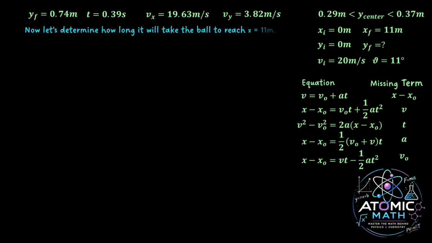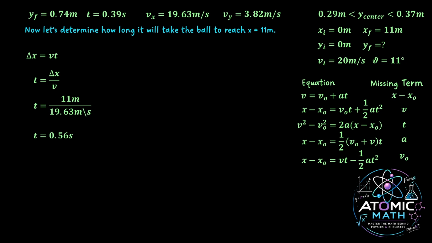Now let's look at the x direction. The x direction, because we're ignoring drag, will have a constant velocity. So nothing is going to affect the velocity in the horizontal direction. And we determined that that horizontal velocity is 19.63 meters per second. So in order to find the time for this, I'm just going to simply use this because, as I said, we're using a constant velocity. And if we fill our numbers in, we have 11 meters over 19.63 meters per second, and we're going to find a time of 0.56 seconds.